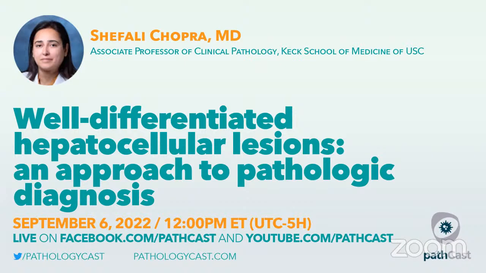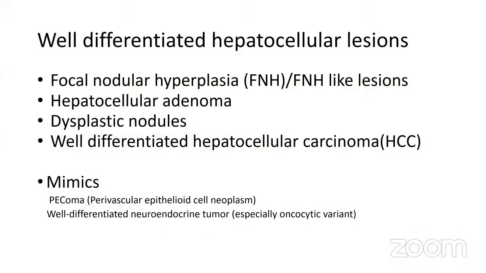Thanks, Rifat, for the kind introduction. Today I'm going to be talking about well-differentiated hepatocellular lesions and an approach to diagnosis. We'll talk about some ancillary techniques which would help us get to the diagnosis. The well-differentiated hepatocellular lesions basically comprise the following entities.